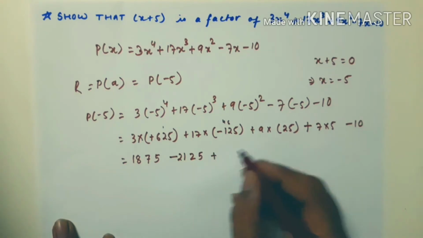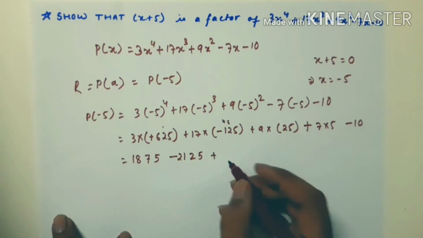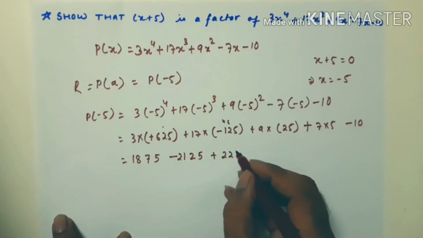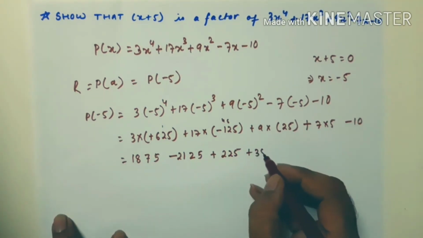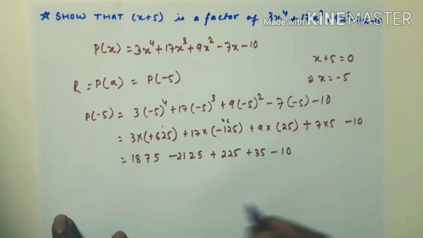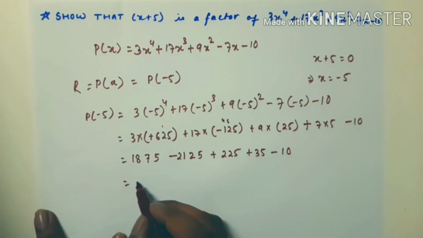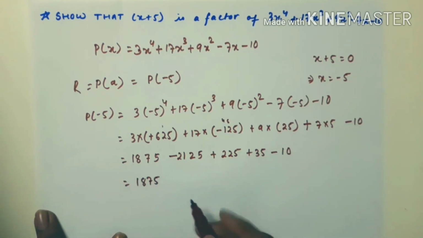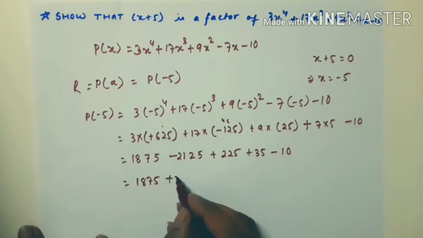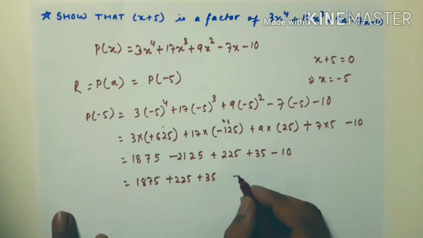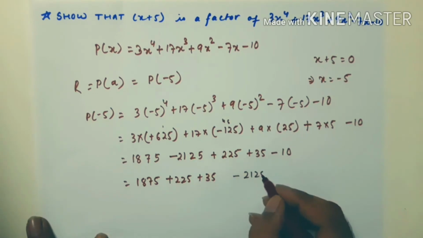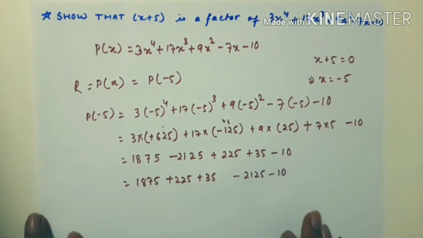Next, plus 9 into 25. So 25 nines are 225, plus 35 minus 10. So first we will do the addition part: 1875 plus 225 plus 35, and next the subtraction part: minus 2125 minus 10.